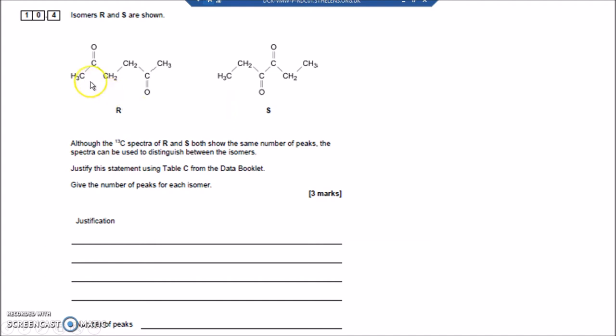Well, the number of peaks: they're both completely symmetrical. We've got a CH3 at either end, they'll give one peak, they're in the same environment. We've got a CO at carbons 2 and 5, they'll give a second environment. And the CH2s at 3 and 4 will give a third carbon environment. So that's got three peaks. It says they've both got the same number of peaks, so this should have three also. Let's check. Two CH3s at either end: yes, that's one carbon environment, one peak. CH2 is next at carbons 2 and 5.